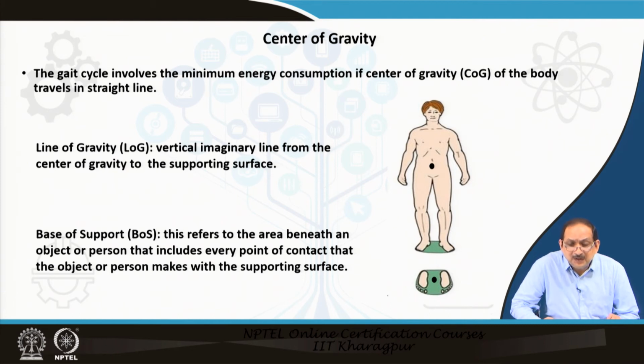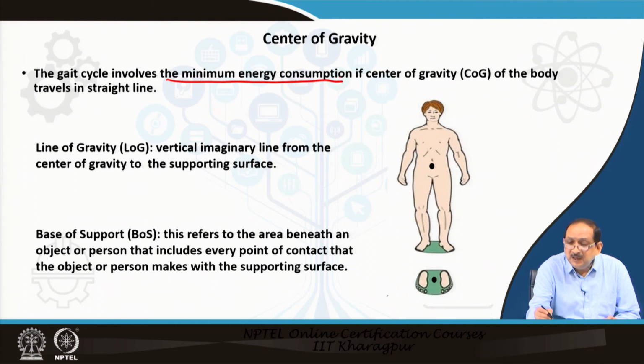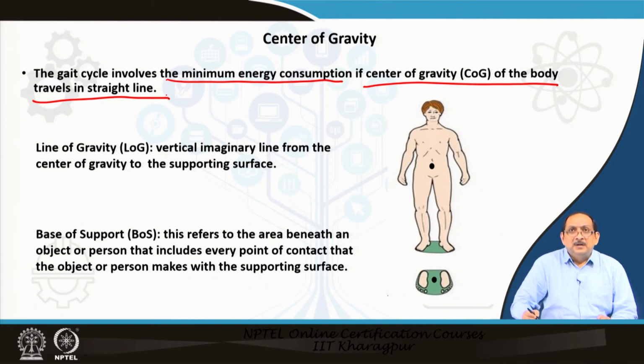Let us now discuss the influence of the center of gravity. The gait cycle actually involves the minimum energy consumption if the center of gravity of the body travels in a straight line. Now, here comes the role of the center of gravity of the body. If it travels in a straight line, then there would be minimum energy consumption involved in the gait cycle.